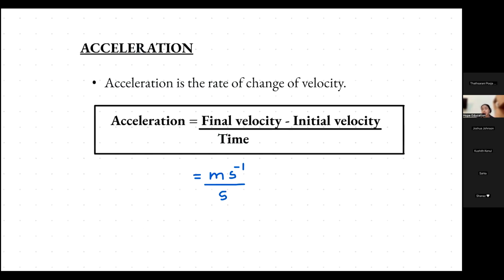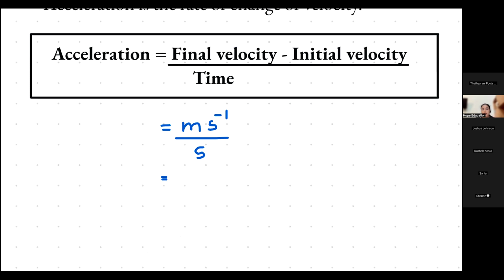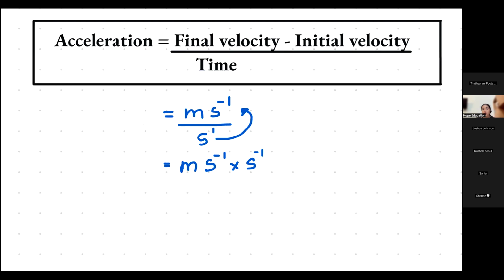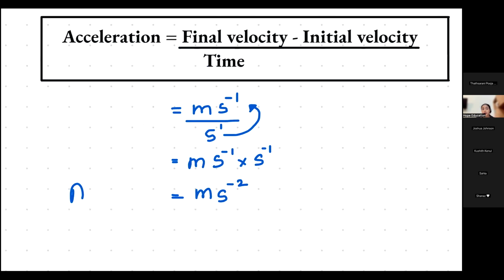Then we try to find the unit of acceleration. So what I'm going to do is, on top there is ms minus 1, and at the bottom seconds, which has a power of 1. I am going to bring this up, and it will become minus 1. Now ms minus 1 multiplied by s minus 1 would be ms minus 2. And that is the unit of acceleration, ms minus 2.